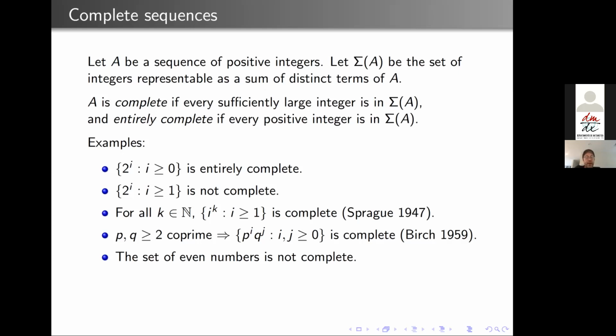Now, the examples we showed earlier were very sparse. In contrast, the set of even numbers is not complete. The reason is that you can't represent odd numbers. So there's this modularity constraint that needs to be satisfied for completeness to hold. So there are two obvious reasons why a sequence might not be complete. It's too sparse, or it fails to satisfy some modularity constraint. And we'll see that those are the main reasons why something might fail in some stronger sense.